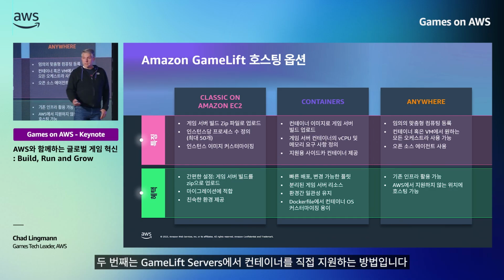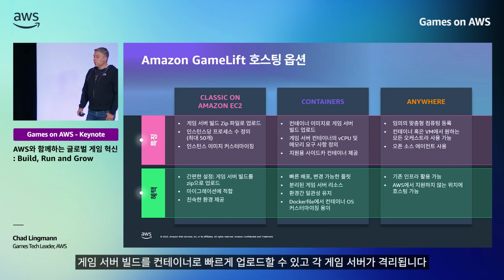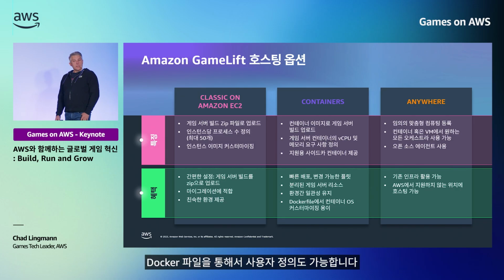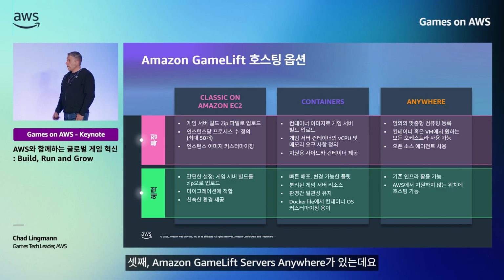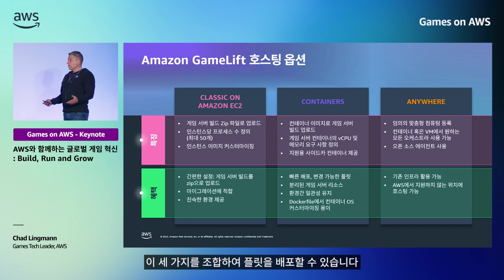And second, we now support containers directly in GameLift servers. You can upload your game server build as a container. It's fast, and each game server is isolated. It's also customizable via Dockerfile. And then finally, we have GameLift servers Anywhere, which allows you to register your own compute, leveraging existing infrastructure locations. It allows you to use all three of these in combination for deploying your fleet.